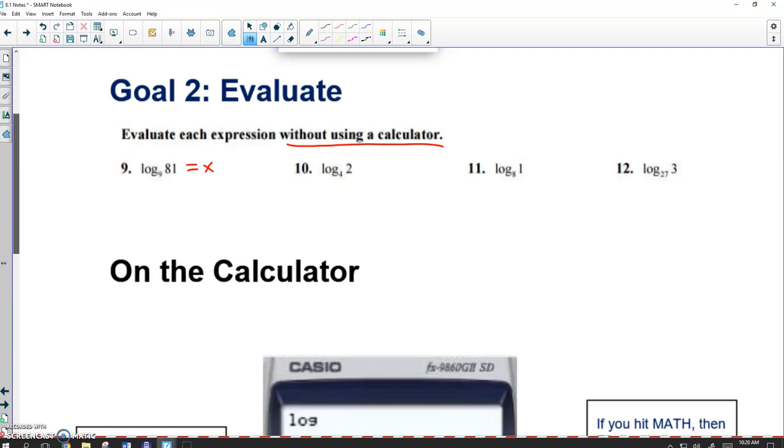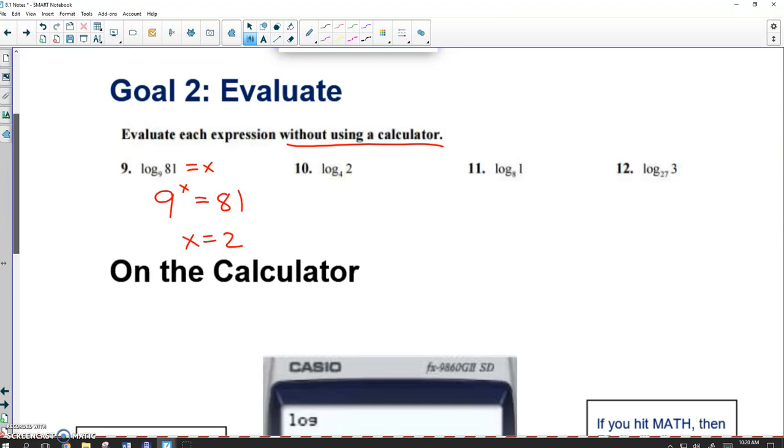What would this be in exponential form? What would go first? The 9 would go first, and then it goes up to the x right there, and then this equals 81. So can't you tell me what x is now? 9 to the what power gives you 81? Yes, that just means x equals 2. That's how you could do it by hand.